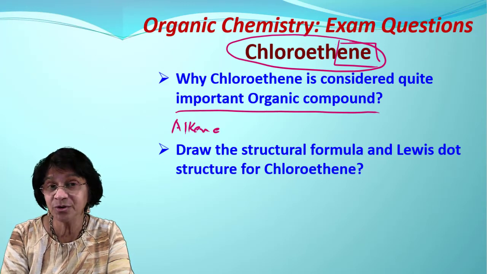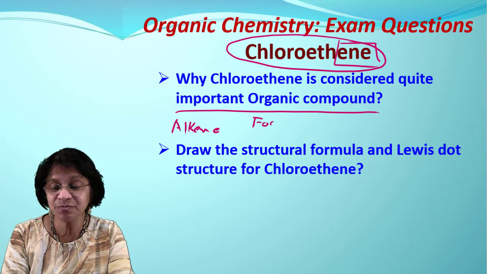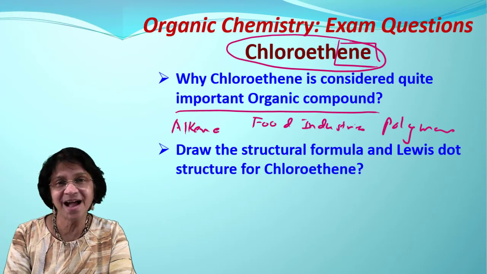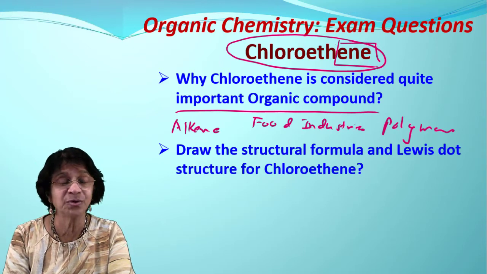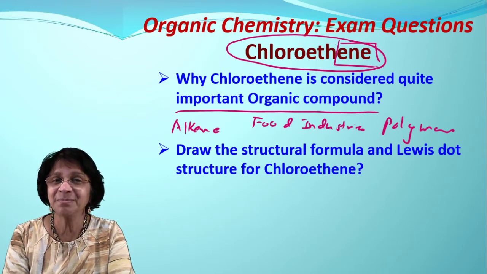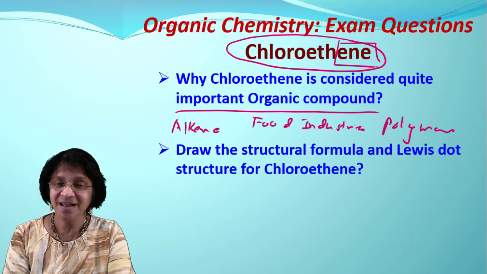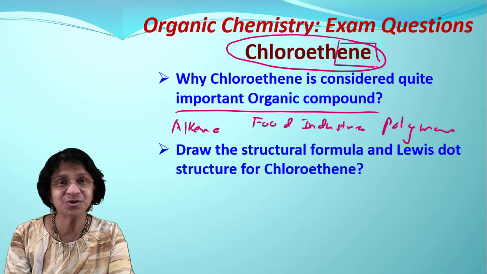Just to review, quick review, it is useful in food industries. Also, it is useful in making polymers. Also, there are many reactions that can be carried out with chloroethene, and that plays an important role in organic synthesis. So that proves it is a very important organic compound. Let's move on to our next question.